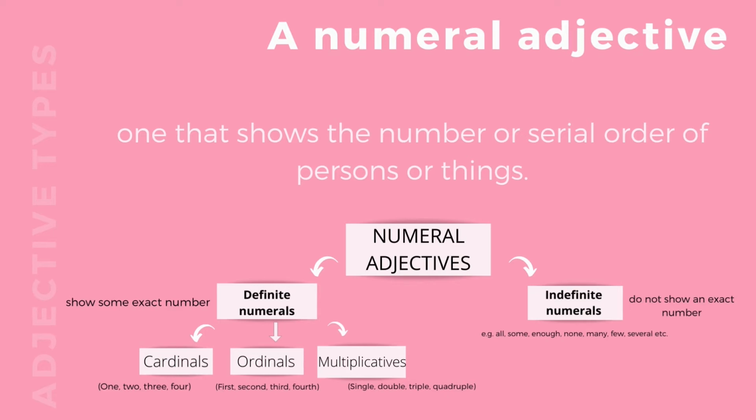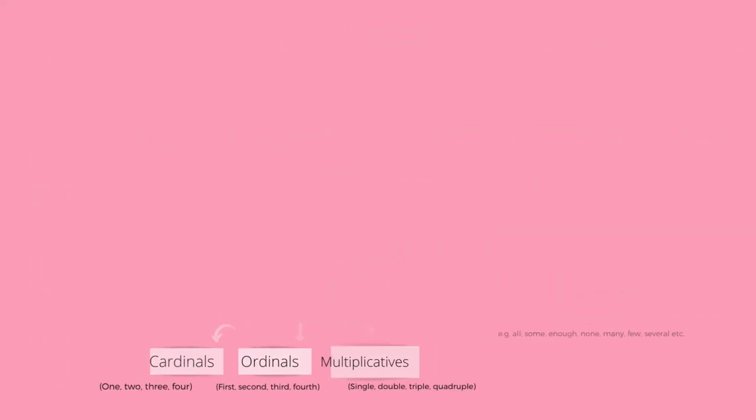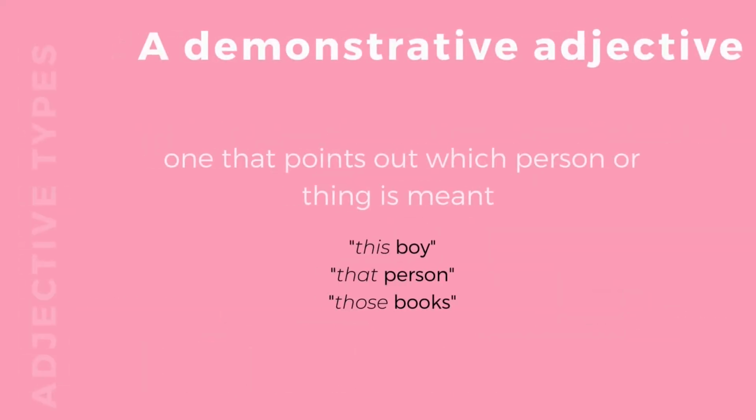Try using them in a sentence. Next, we have a demonstrative adjective. As the name suggests, it is the one that points out which person or thing is meant. For example, this boy, that person, those books.